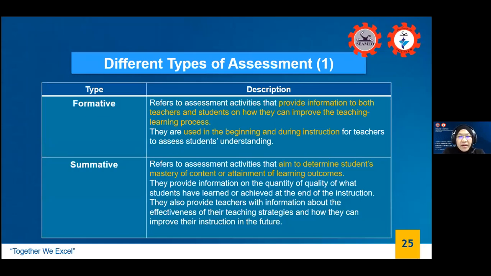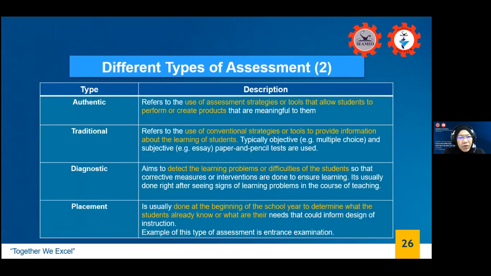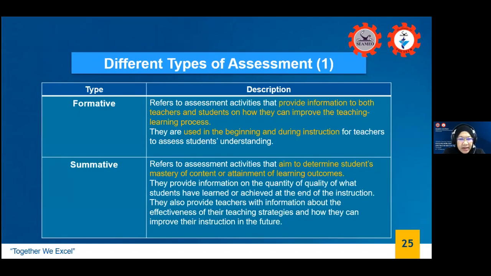Right, now comes the different types of assessment, everybody. As I was telling you just now, there are actually a number of types of assessment that we use, but most often in competency-based assessment, we use formative, summative, and authentic. If you have a look here, this is formative, summative, authentic, traditional, diagnostic, and placement. Right, let's go back here.